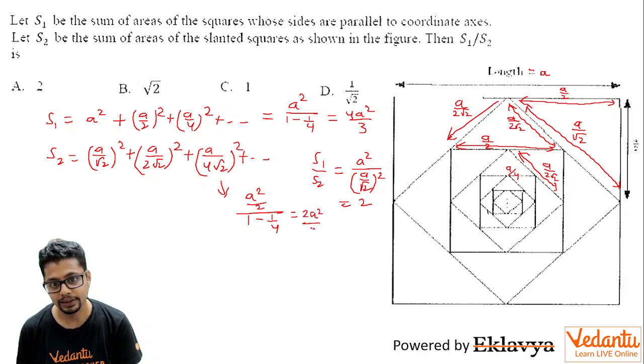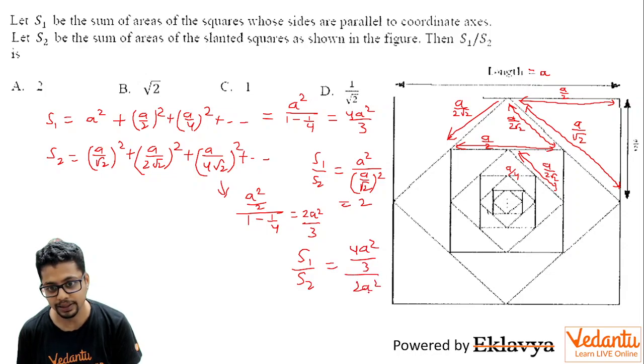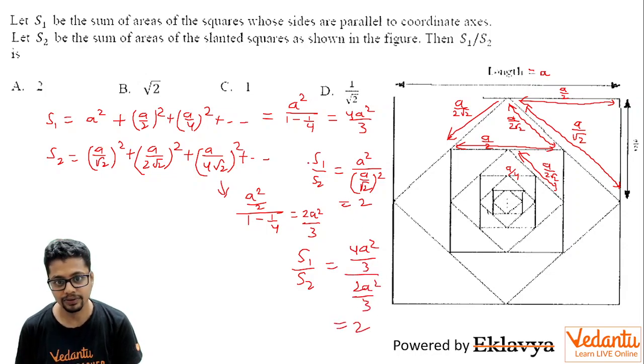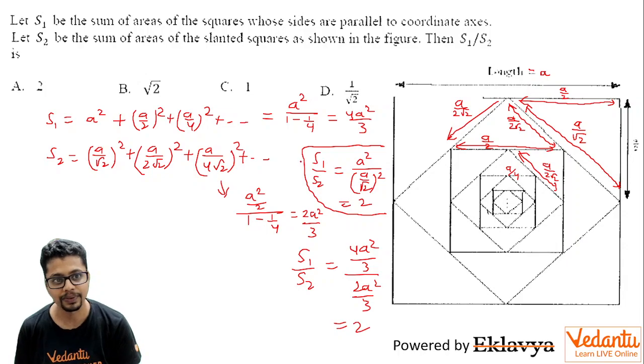2A square by 3. So by this understanding also, you can say S1 by S2 is essentially 4A square by 3 divided by 2A square by 3. So it is 2, which we had got earlier itself by simple understanding observation. So A is the answer.